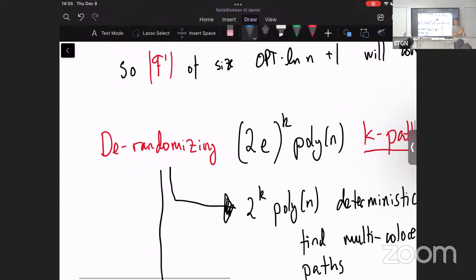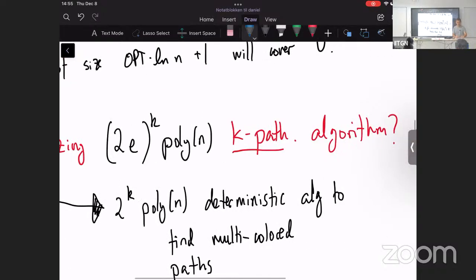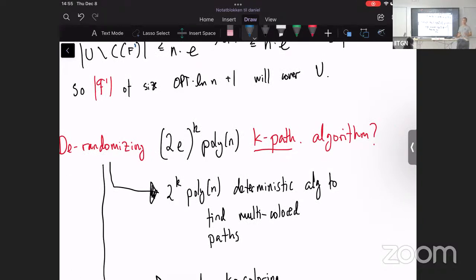We have this 2 to the k time randomized algorithm for k-path. And now the question is, could we get an algorithm with the same running time, but deterministic? Well, we aren't quite going to get that. We're going to get 2 to the k times a sub-exponential factor. So the exponent is the same, but we don't care about the lower-order factor.